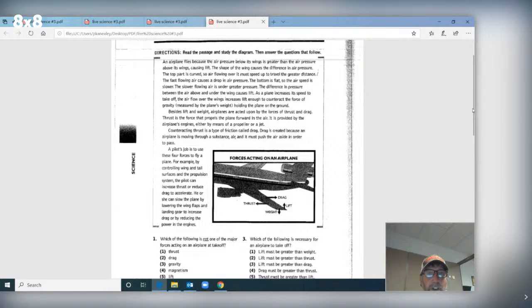An airplane flies because the air pressure below its wings is greater than the air pressure above its wings, causing lift. The shape of the wings causes the difference in air pressure. The top part is curved, so air flowing must speed up and travel a greater distance. The fast-flowing air causes a drop in pressure.